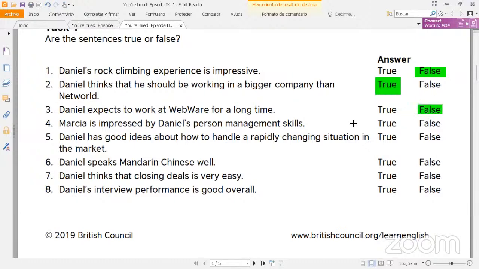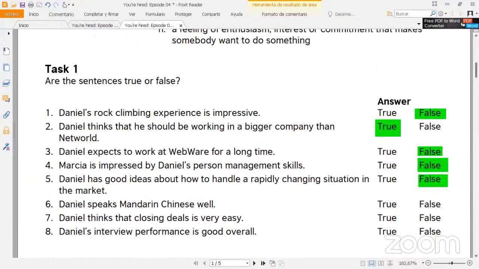Marcia is impressed by Daniel's people management skills. False. Daniel has a good idea about how to handle a rapidly changing situation in the market. False. Daniel speaks Mandarin Chinese well. False. Daniel thinks that closing deals is very easy. True. Daniel's interview performance is good overall. False. Okay, good.